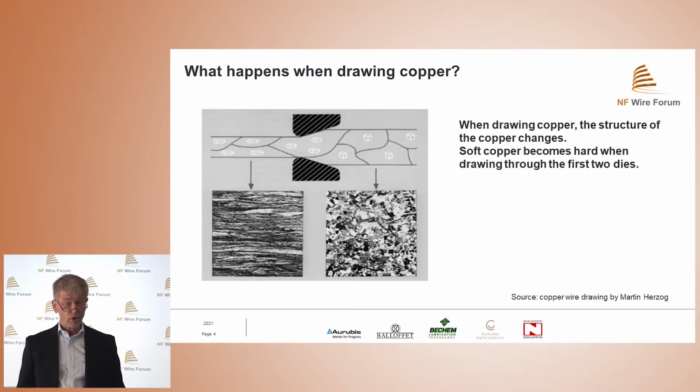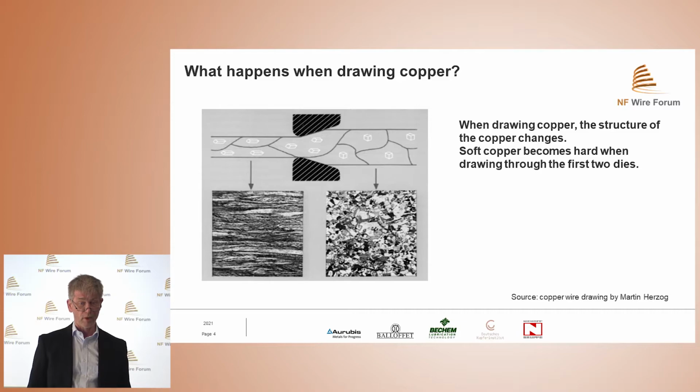When drawing wire, the structure of the copper changes. Soft copper gets already hard in the first 2 drawing dies at the machine.